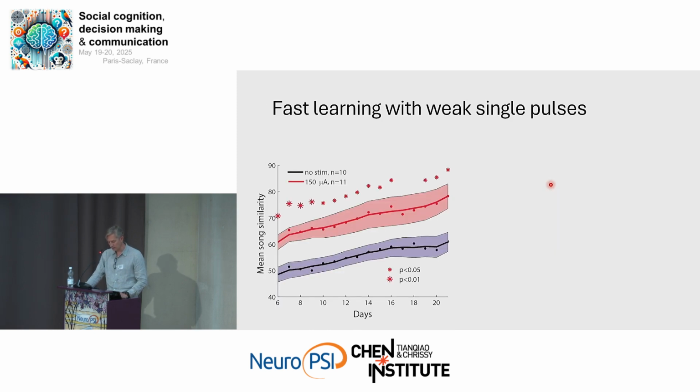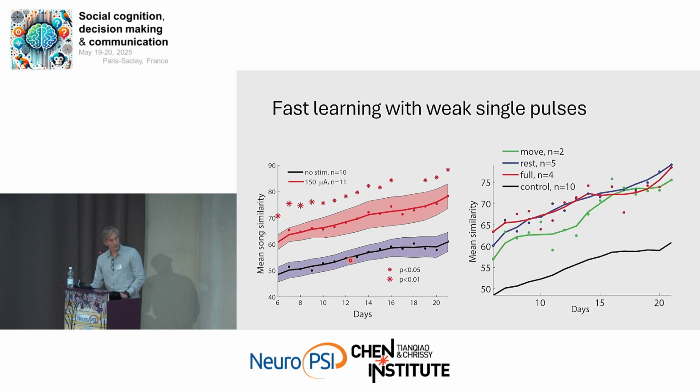And it turns out that they even were faster than the control birds. So this is the number of days with stimulation. Song similarity: you can see the red is above the black, the control birds. And all bird groups seem to be learning, so it doesn't matter whether you stimulate all the time at night or during the day. It seemed to somehow accelerate song learning.